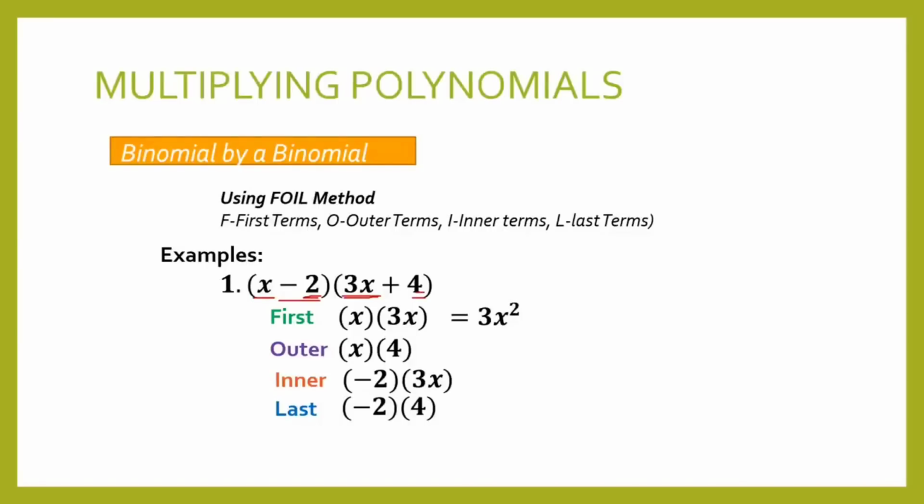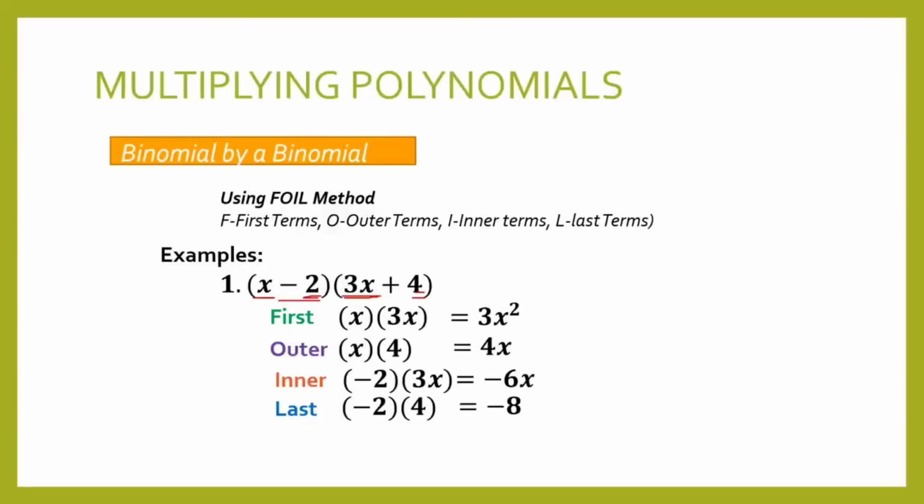After that, we multiply 1 by 1. X times 3x is equal to 3x squared. X times 4 is equal to 4x. Negative 2 times 3x is equal to negative 6x. And negative 2 times 4 is equal to negative 8.